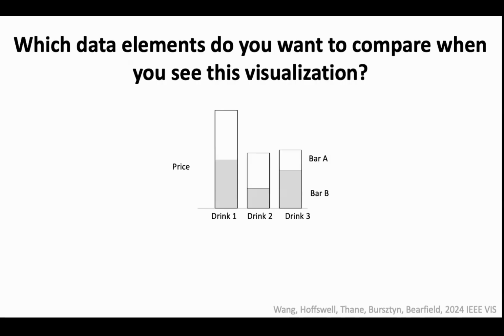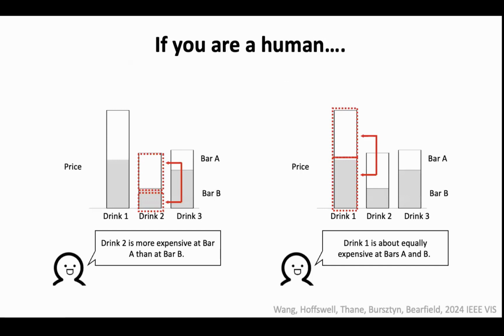And to kind of have us feel it, if you were to look at this simple visualization showing the price of three drinks, drink 1, 2, 3, across two bars, bar A and bar B, what data elements do you want to compare upon looking at this visualization? Yes. The bars vertically, right? You might want to compare, let's say, the price of drink 2 in bar A to bar B, or the price of drink 1 in bar A and bar B, and you say, okay, drink 1 is about the same across the 2 bars, and drink 2 is much cheaper in bar B, something like that, right? That's what we want to do intuitively.